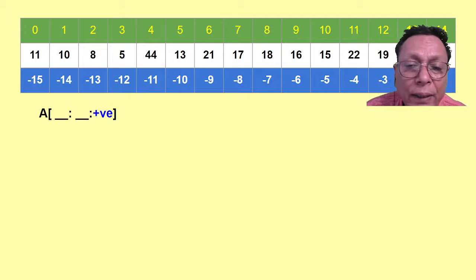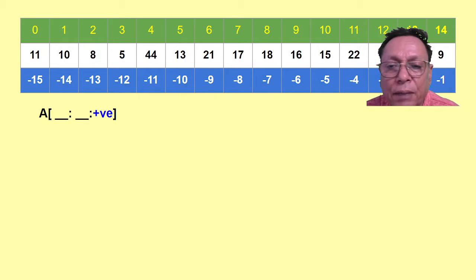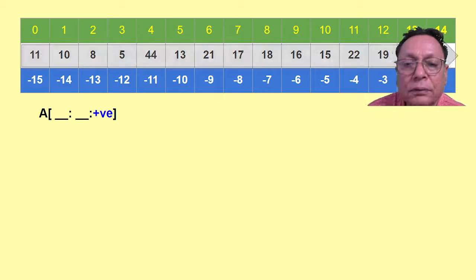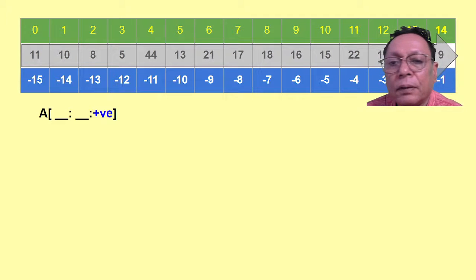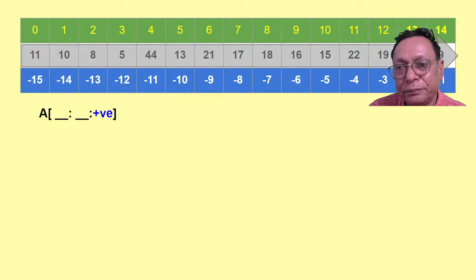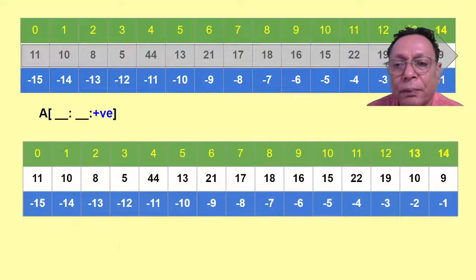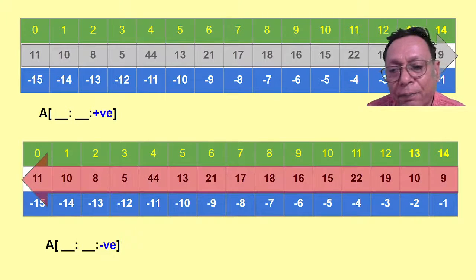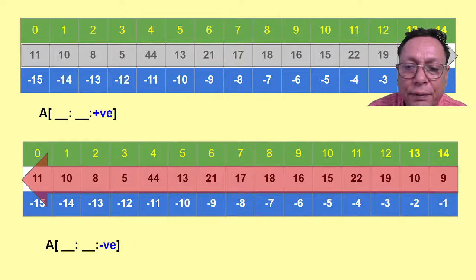Another example, when the start and stop index both are missing, but the step is positive, then see what happens. Just have a look. There is no start, there is no end. It means you want to select the entire list, and that is why it is showing that the entire list is selected. What if the step is negative? In this case, the entire list is selected, but the movement is from right to left.